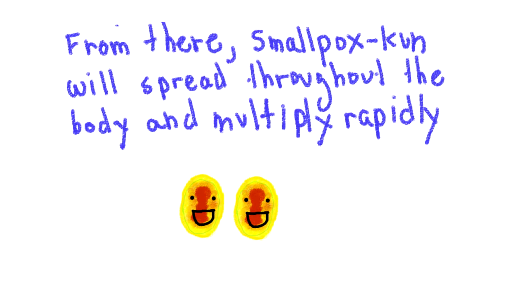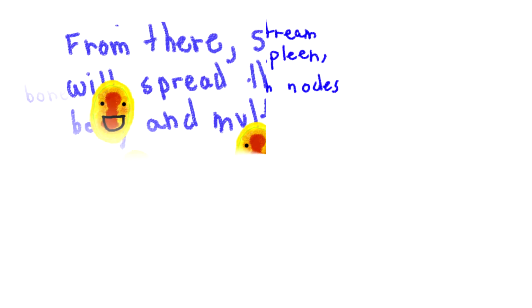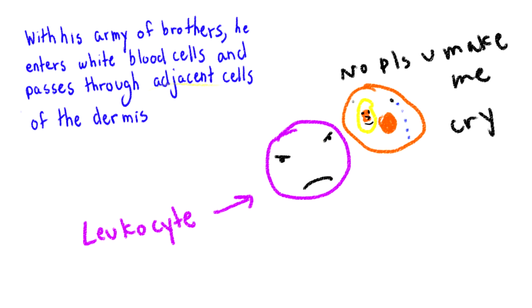From there, Smallpox-kun will spread throughout the body and multiply rapidly. Very rapidly. He enters the bloodstream and multiplies in the spleen, bone marrow, and lymph nodes. With his army of brothers, he enters white blood cells and passes through adjacent cells of the dermis.